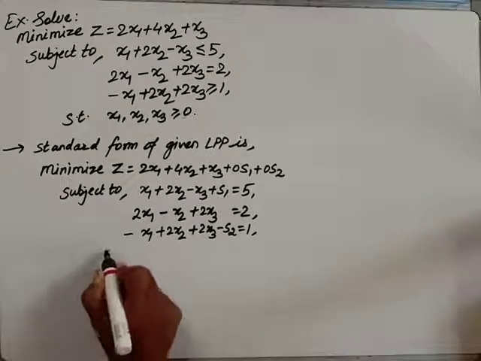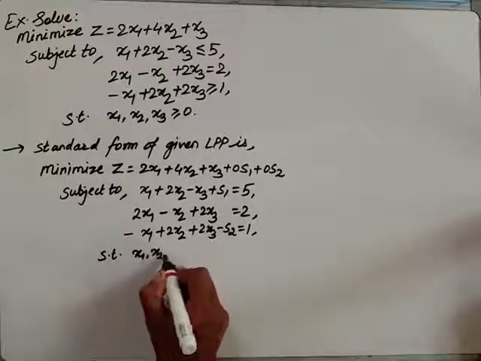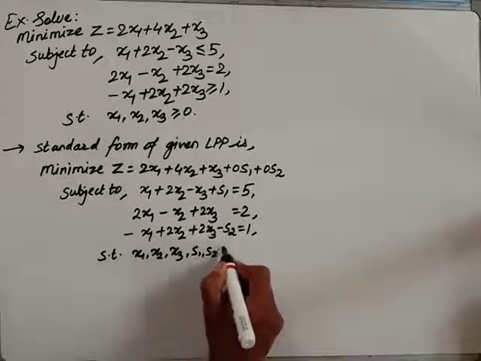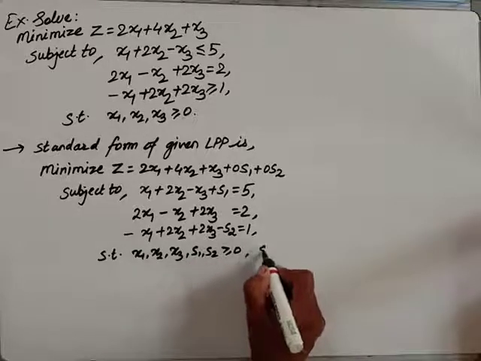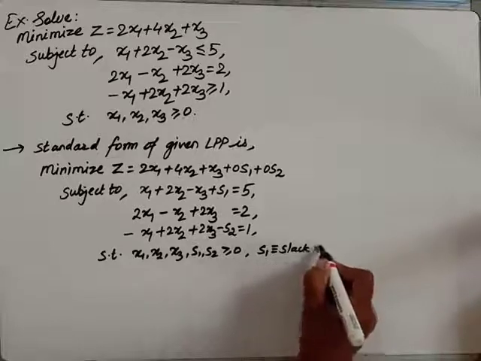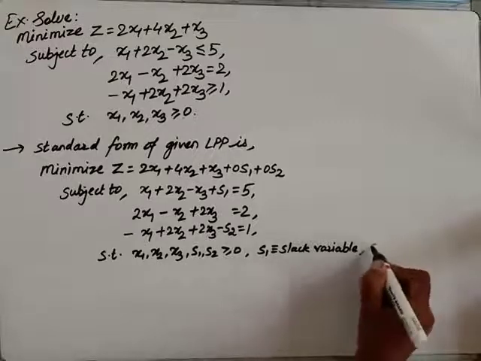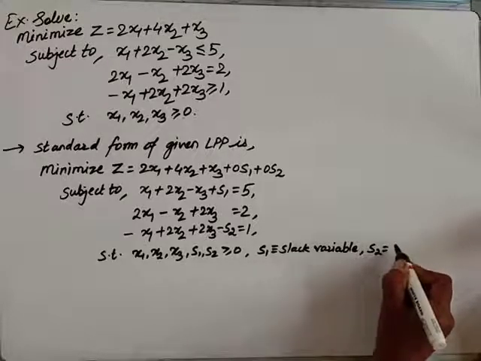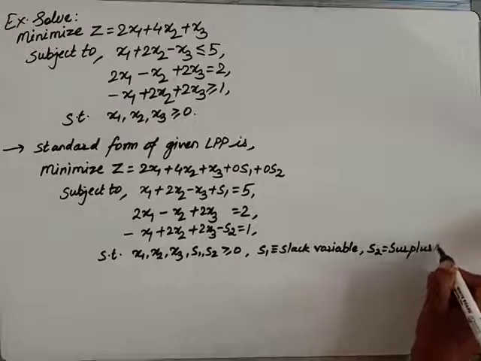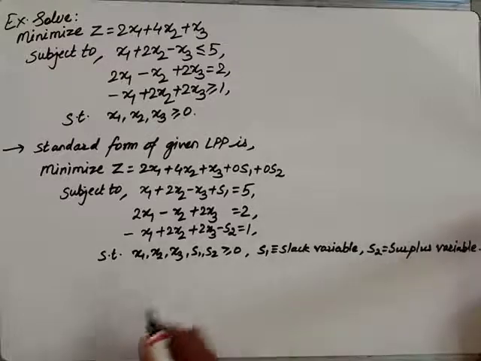Such that x1, x2, x3, s1, s2 all are positive, where s1 is a slack variable. It is a slack variable. S2 is a surplus variable.